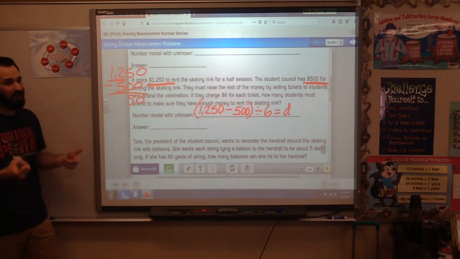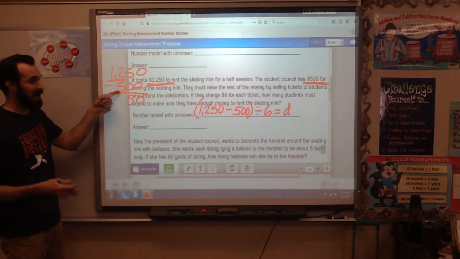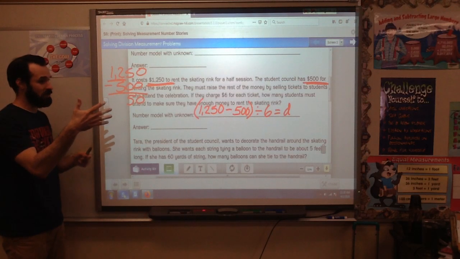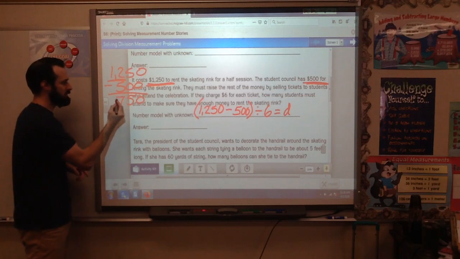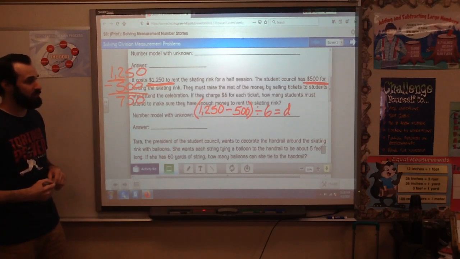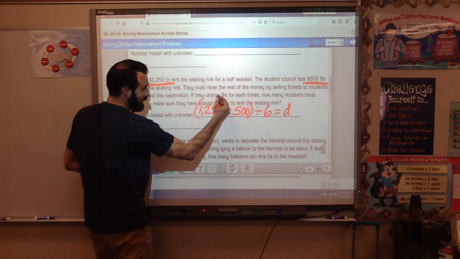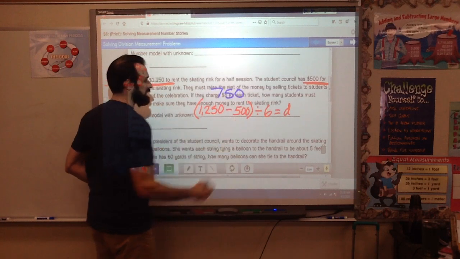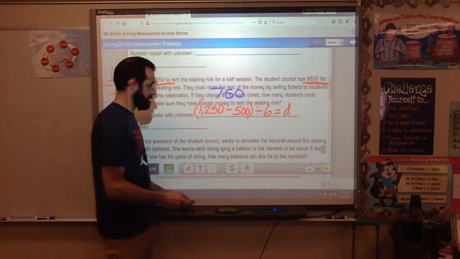12 minus 5. What I like to do is I like to add up. 5, how much to get to 10? If I start at 5, how much to get to 10? Another 5. How many more to get to 12? 2. That's a total of 7. So we need 750 more dollars. So the answer for the parentheses here is 750. Now we need to take that and divide by 6.